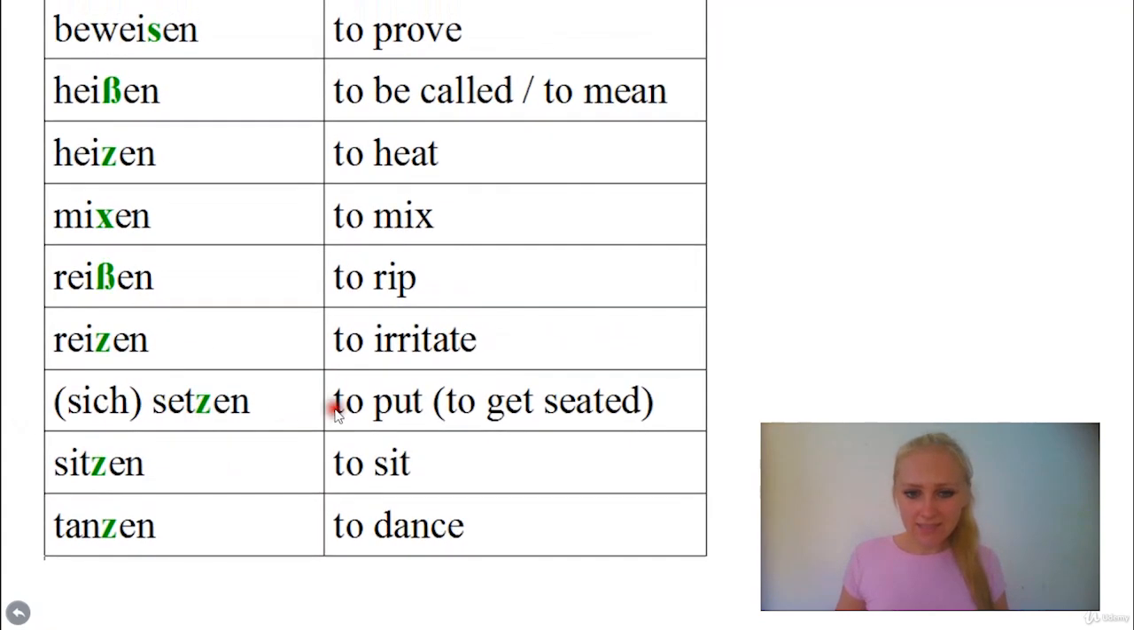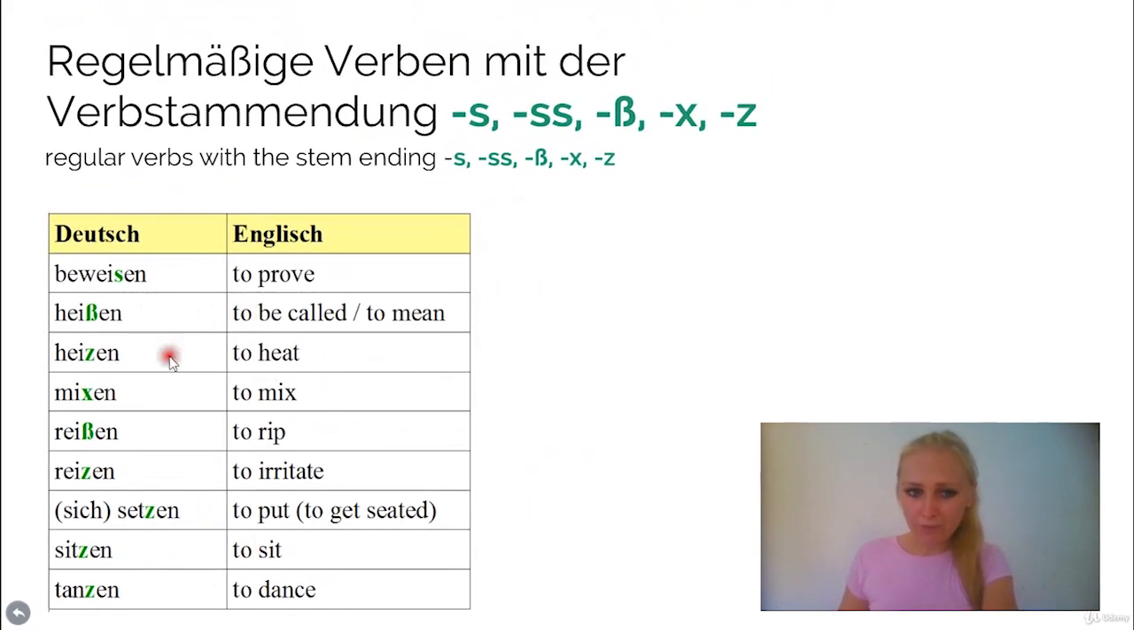Sich setzen: setzen alone means to put, but sich setzen here is the reflexive form. You will learn it throughout the course. Sich setzen means to get seated, or to sit oneself down, let's say, if you want to translate it, although it wouldn't make sense in English, but this is the reflexive form. Sitzen means to sit, or tanzen means to dance. Please also learn these verbs.